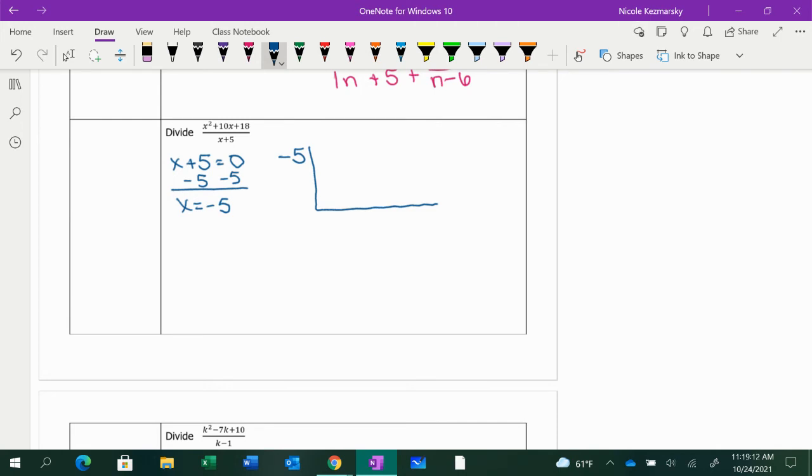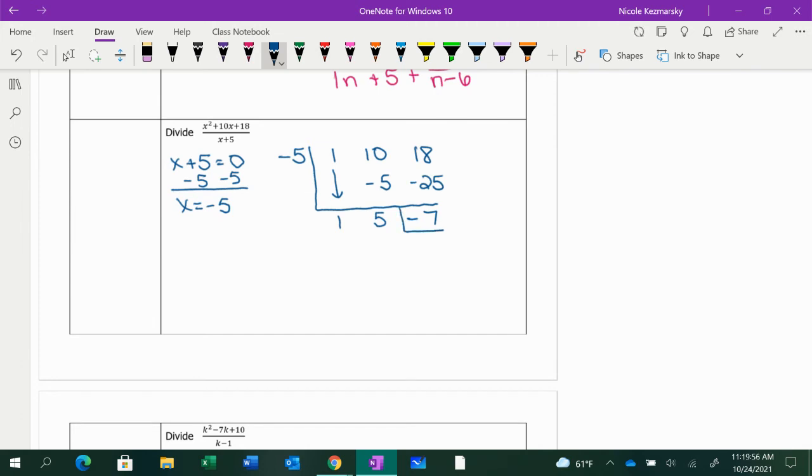Then I take the numerator, the coefficients in the numerator, so the numbers in front. I've got 1x squared plus 10x plus 18. The first number comes straight down, just goes below the line. Then I multiply. 1 times negative 5 is negative 5. Then I add. 10 plus negative 5 is 5. Then I multiply. 5 times negative 5 is negative 25. And then I add. 18 plus negative 25 is negative 7.